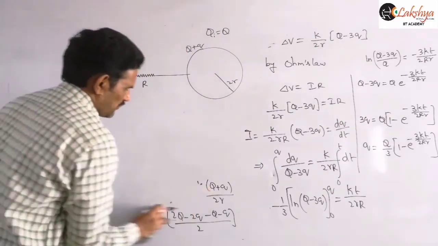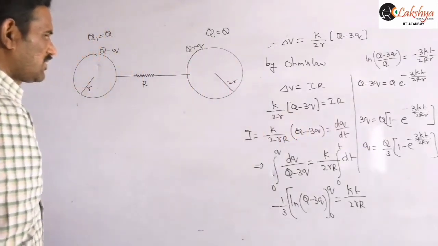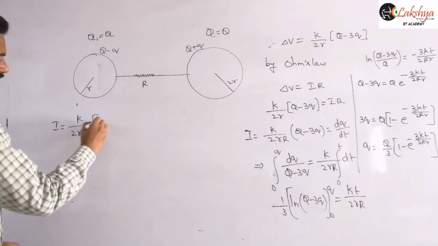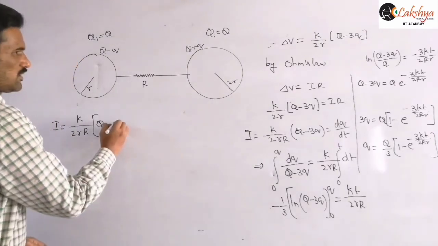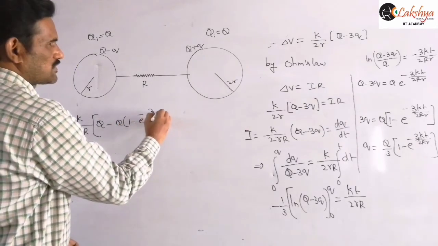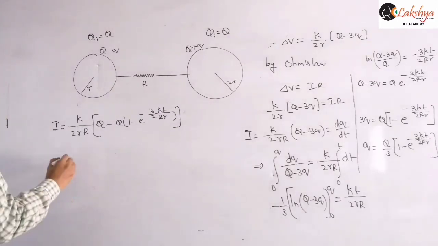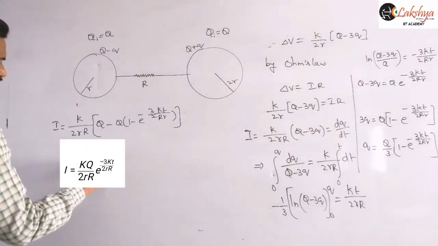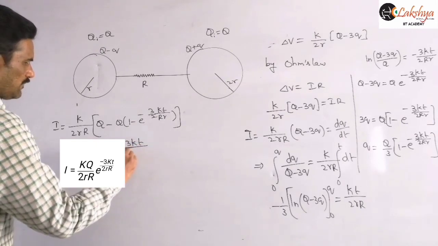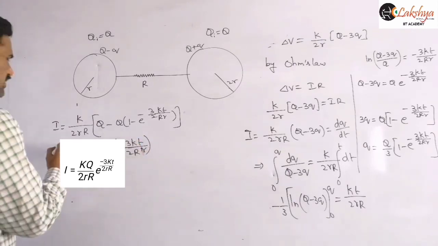So, will you differentiate or will you substitute there? That means I am substituting this value here, as 3q is there, then 3q value I am substituting there. Therefore, this is nothing but K by 2R into R, Q minus 3q value I am substituting there. Therefore, I can write this as Q of 1 minus e power minus 3kt by 2 capital R into small r. And so that Q term will be cancelled. So, K by 2R into R into e power minus 3kt by 2 capital R into small r, right? This is totally e power. So, this is our expression for the current here.